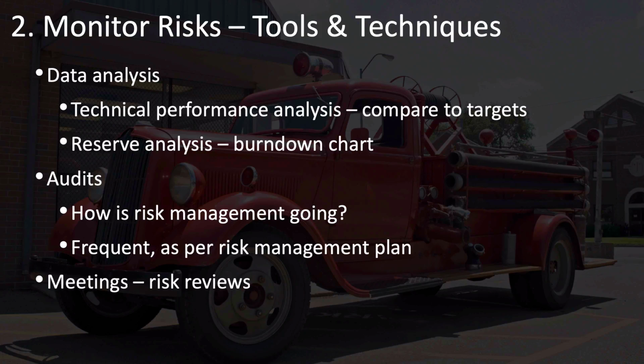Also, you have reserve analysis, in which you're keeping an eye on your contingency reserves for risks. And you can do this with a burn down chart. Although burn down charts are typically used in agile projects to track progress of tasks being done, it can also be used for all sorts of other things, including tracking the usage of your reserves.